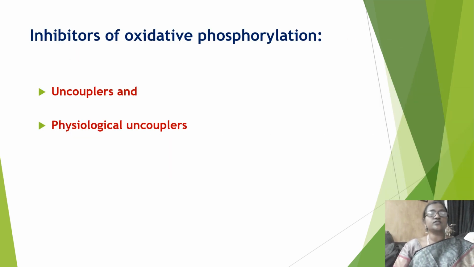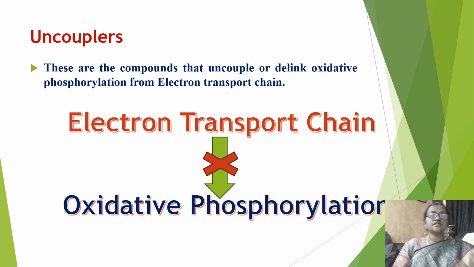Now let us look into the inhibitors of oxidative phosphorylation. We have two types of these: one we call the uncouplers, while the other we call the physiological uncouplers. First, let us see about uncouplers.